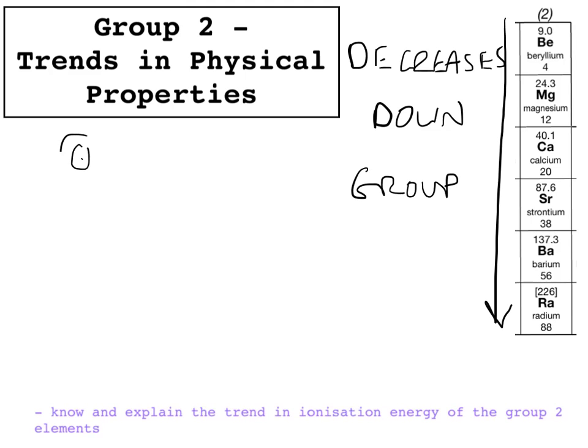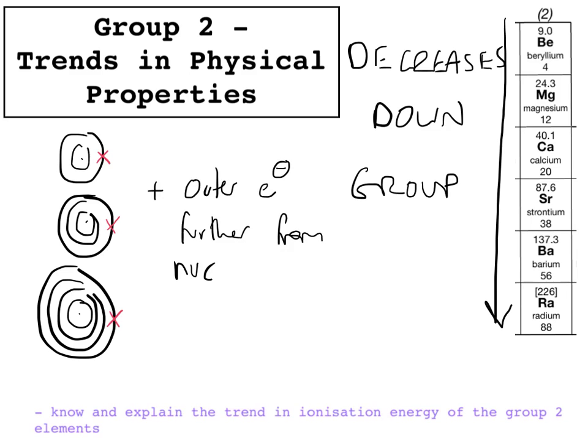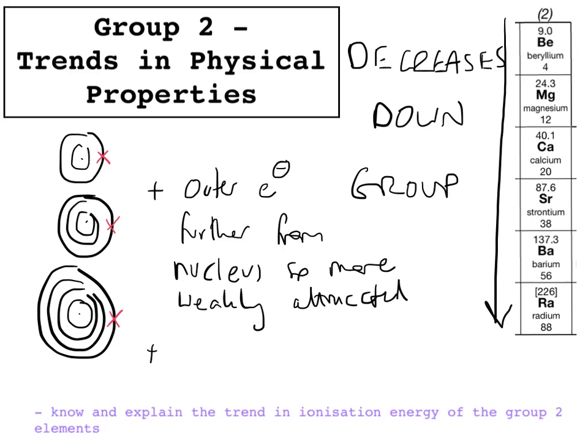So if we look at beryllium, there's 2 shells, magnesium, 3 shells, calcium, 4 shells, and so on. And so that outer electron that's being removed is getting further and further away from the nucleus as you go down the group. So outer electron further from nucleus, so more weakly attracted, or less attracted if you like, and also there is more electron shielding down the group.